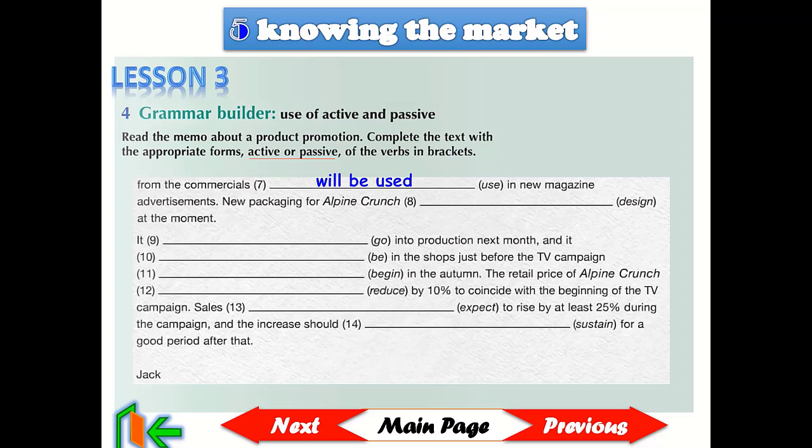This is a different form of passive because the sentence must be in the present progressive tense, so we must use being: here it is being designed. Then the next one, it will go into production next month and in the shops just before the TV campaign begins in the autumn. The retail price of Alpine Crunch, can it reduce itself, or it should be reduced, or it will be reduced by 10% to coincide with the beginning of the TV campaign.